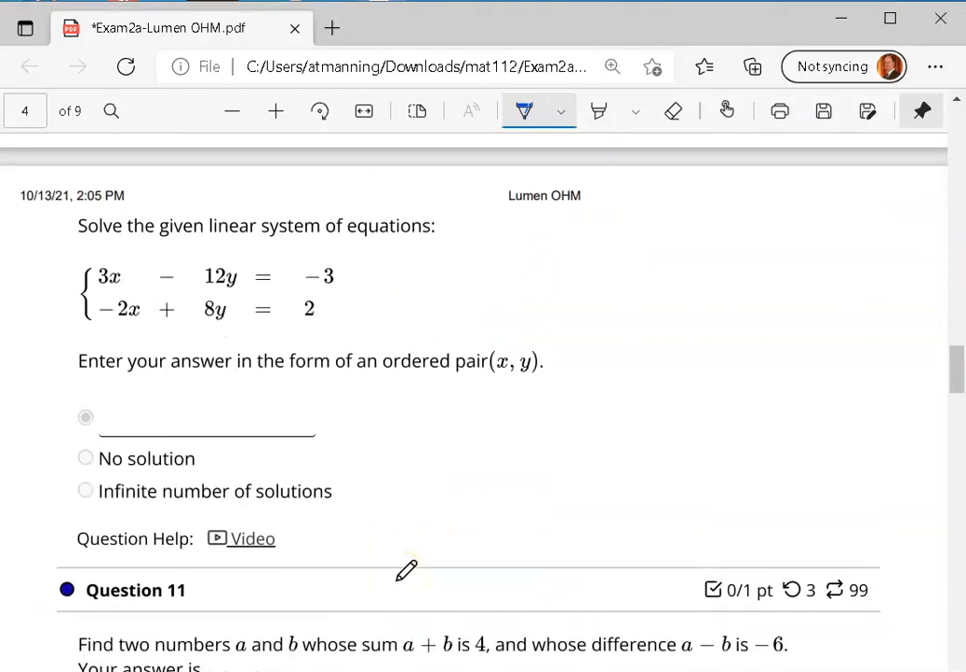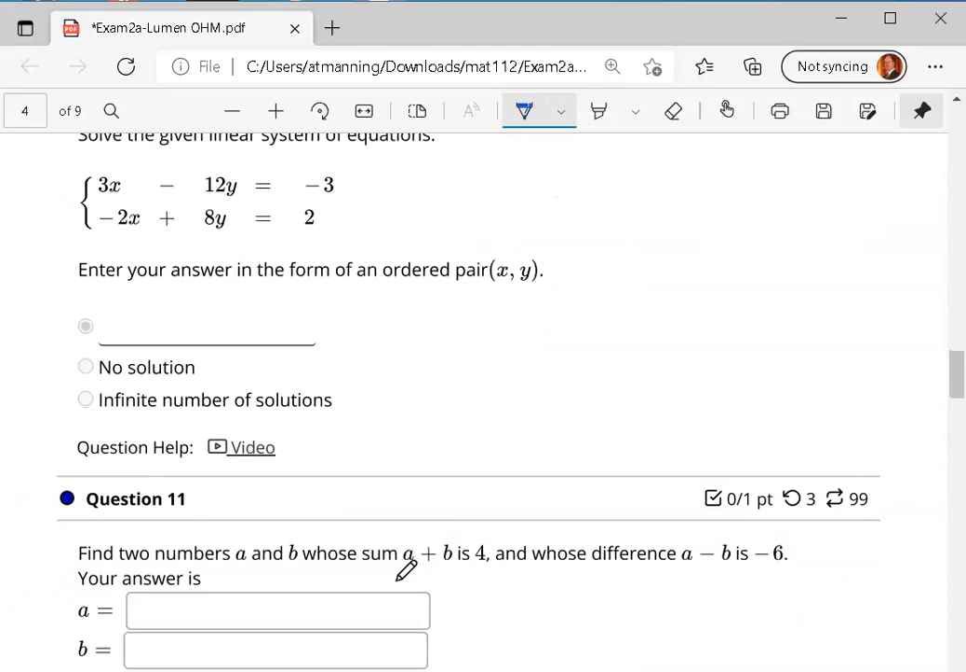Okay, more practice. First of all, I look: can I simplify? Yes, there's a factor of 3. Since there's a negative on, there's not a negative there, let's just divide the whole thing by 3. That becomes x minus 4y equals negative 1. Don't forget that sign.